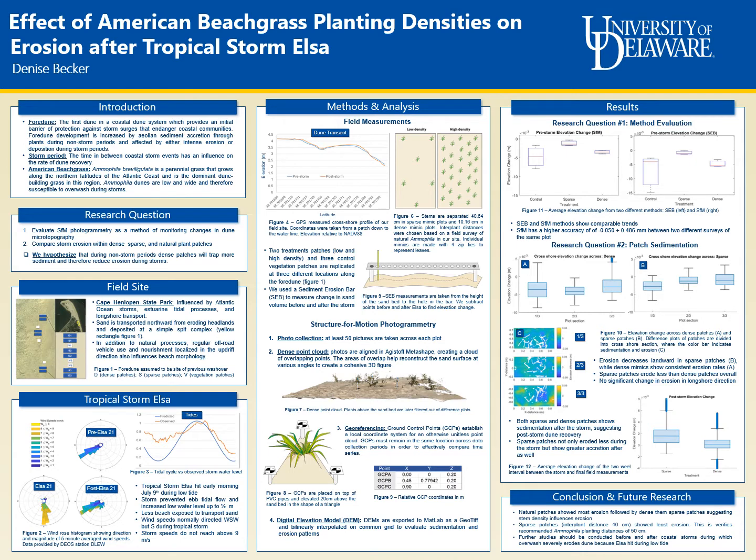From our data, erosion dominated during the storm, while sedimentation dominated in the period after the storm. Our study suggests stem density influences erosion because natural vegetation plots eroded the most, followed by dense patches, and then sparse patches with the least erosion. Sparse patches show both least storm erosion and greatest post-storm sand accretion.